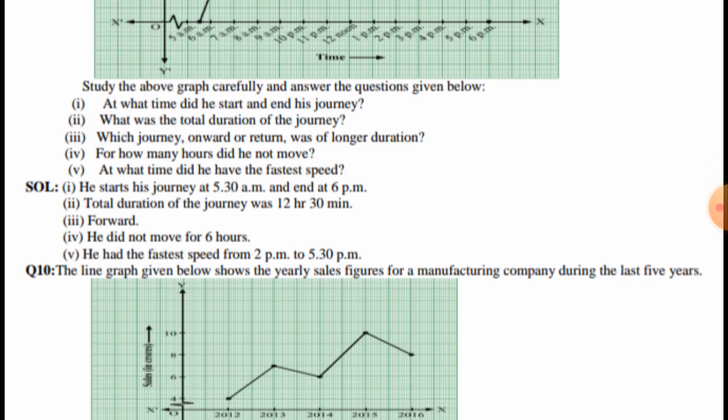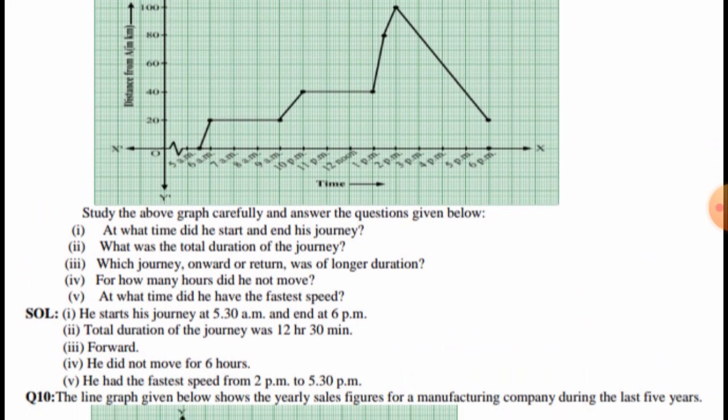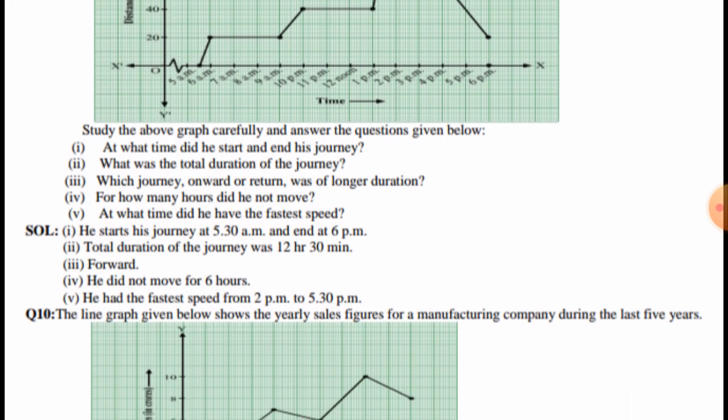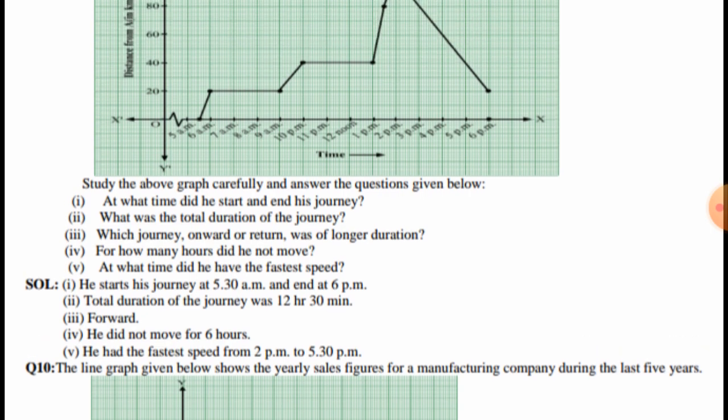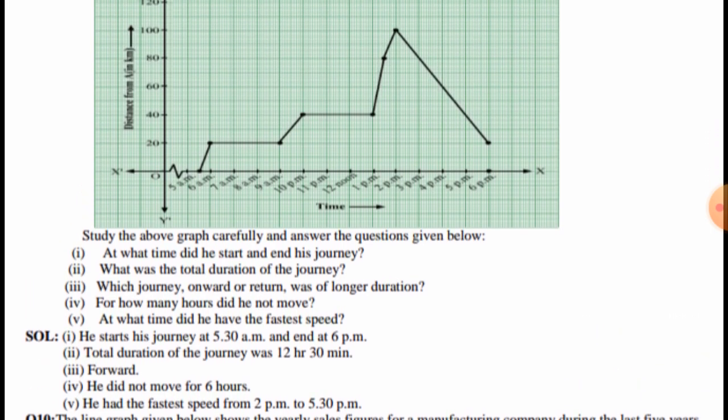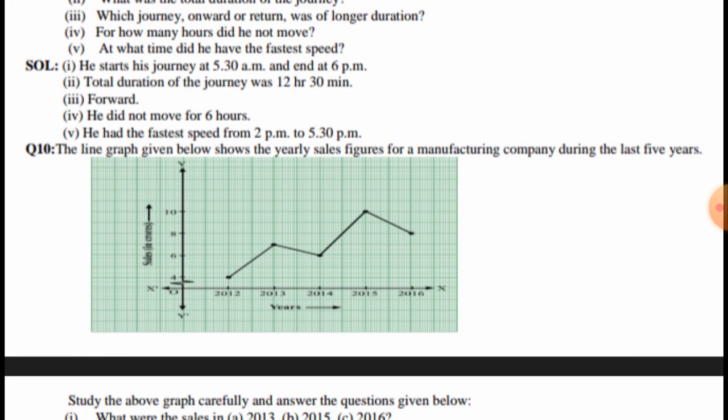Now in the fifth part, at what time did he have the fastest speed? From the graph we can say the fastest speed was shown from 2 p.m. to 5:30 p.m. So from 2 p.m. to 5:30 p.m. the speed was fastest.